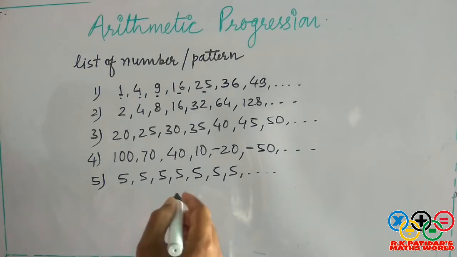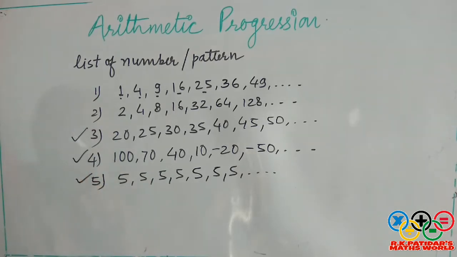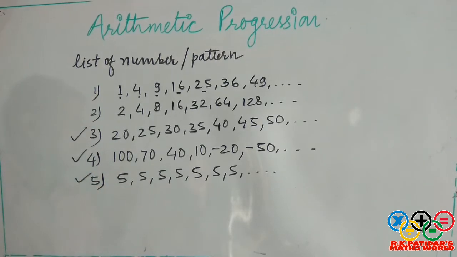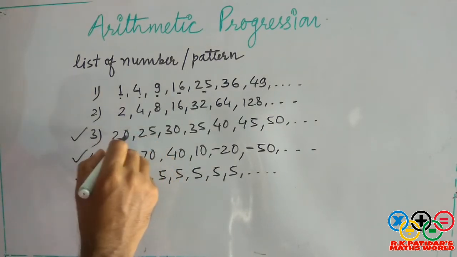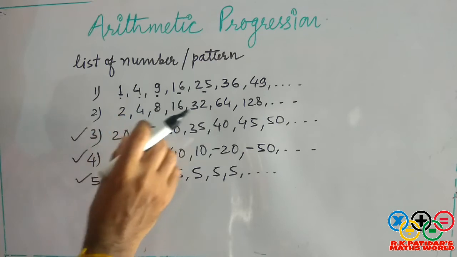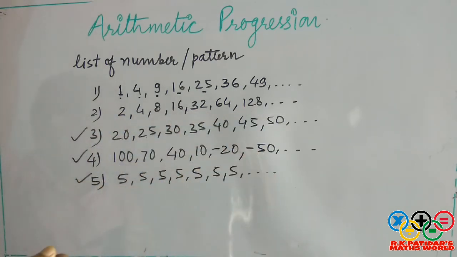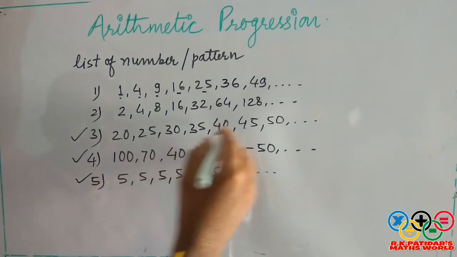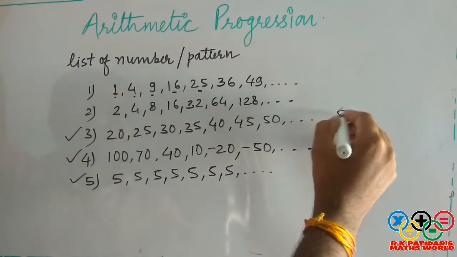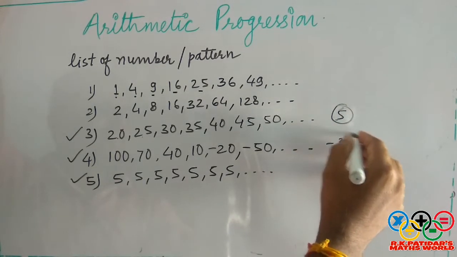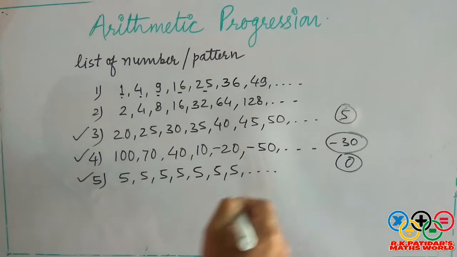0. So what we observe in the last 3 series, or last 3 patterns, is that the difference between the successive term and the preceding term remains the same. This difference between the terms remains the same. In this series it is 5, and here it is minus 30. This is the difference, and here the difference is 0.